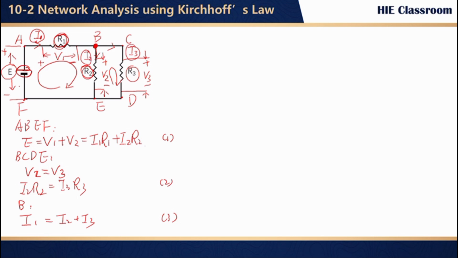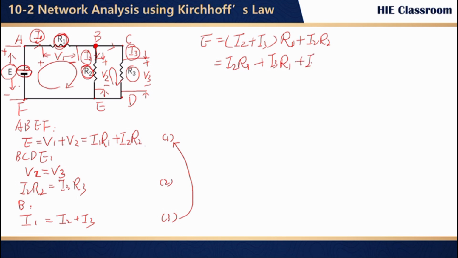Here we can substitute equation 3 into equation 1. Then we have E equals I2 plus I3, which replaces the I1, times R1, plus I2 R2. And we can expand it a little bit: I2 R1 plus I3 R1 plus I2 R2. Okay, here we can see that in this equation we have I2, I3, I2.